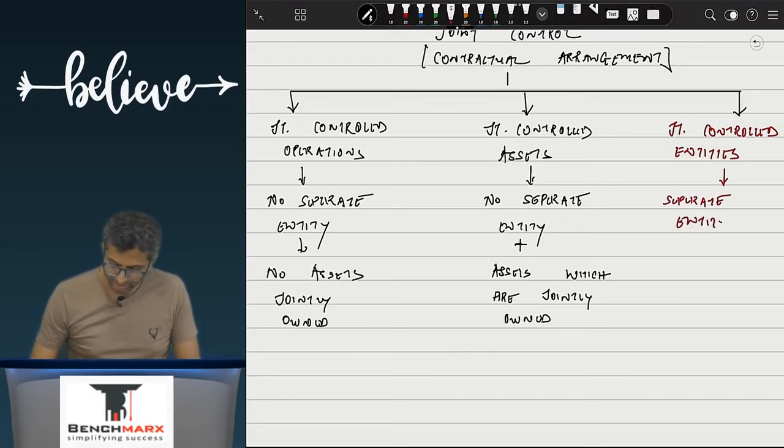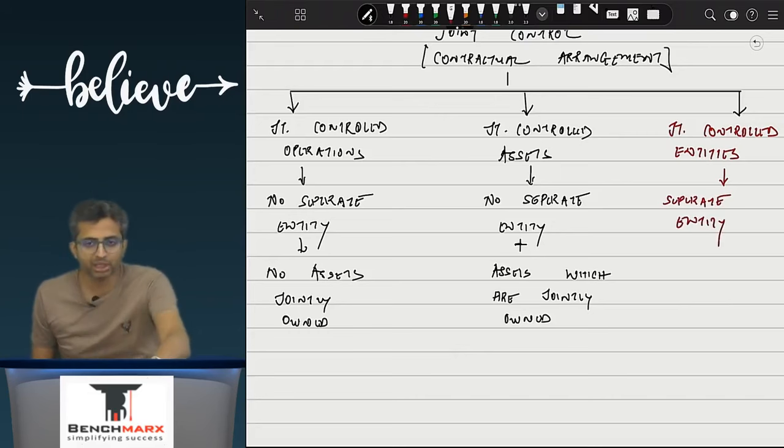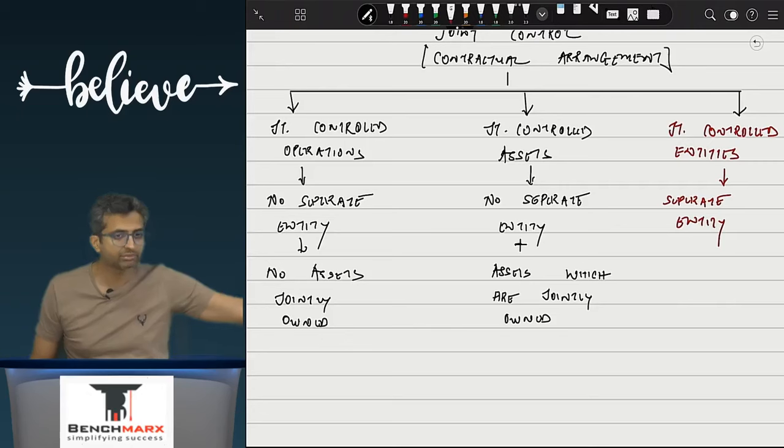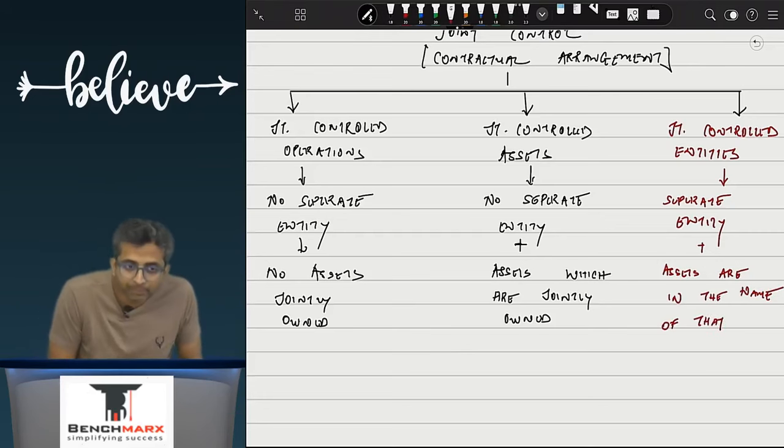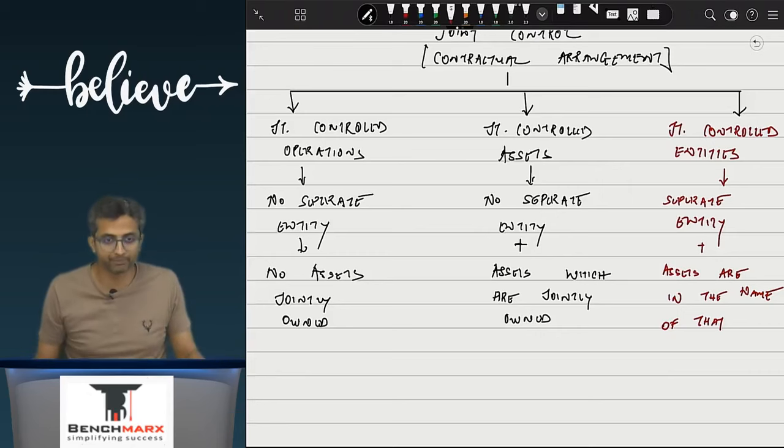Sir, what is the meaning of legal or otherwise? Separate entity can be a company, it can also be a partnership firm, but it's a separate entity. And we can say assets are in the name of that entity, not individual partner's name, not joint name, but in the name of that entity. Are we clear with this?